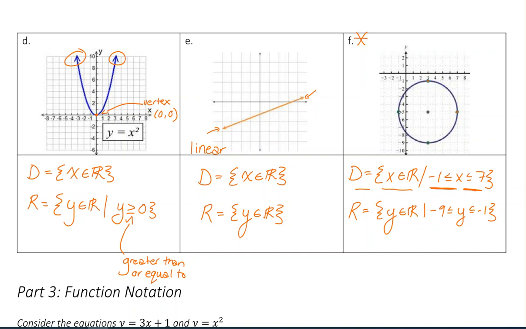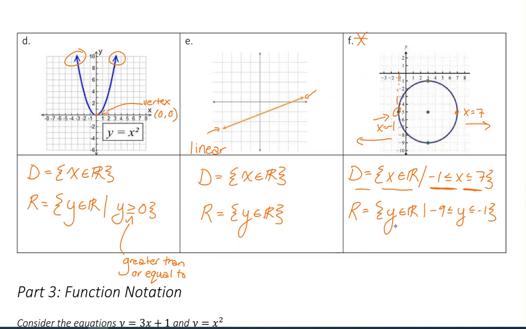Well, this point right here, if you look up on the x-axis, x is equal to -1, and there are no values of x to the left of that, so it's not going to be any less than that. The other value right here, this is where x is equal to 7, and you notice that there are no values to the right of that. So all of your x values for this circle must be between -1 and 7, and that's why I've listed it like that.